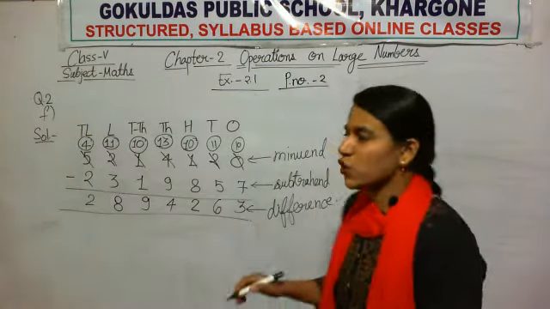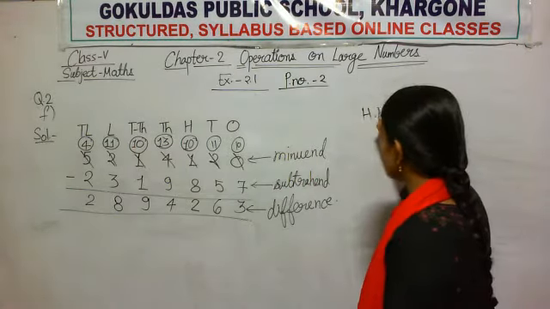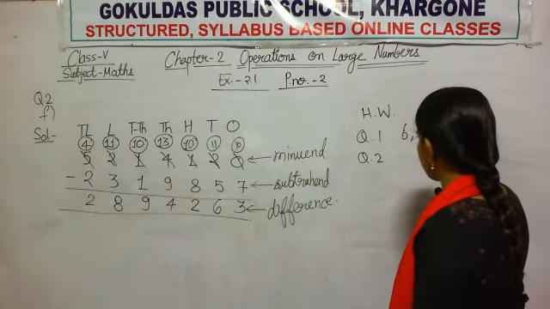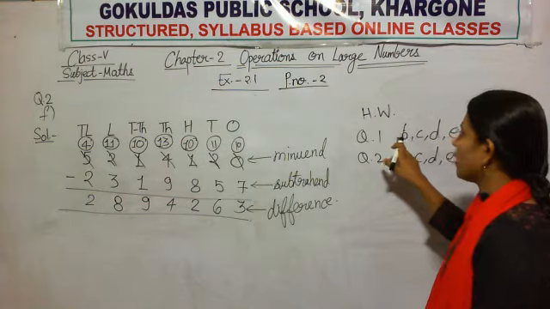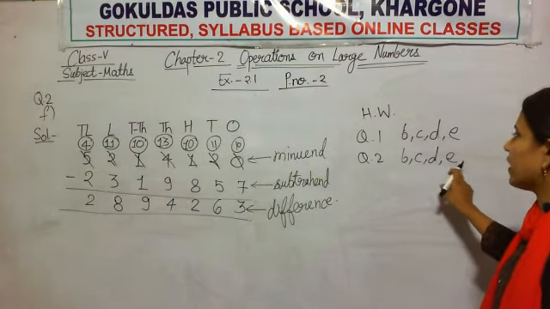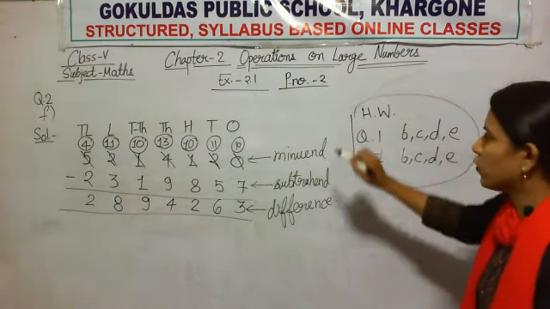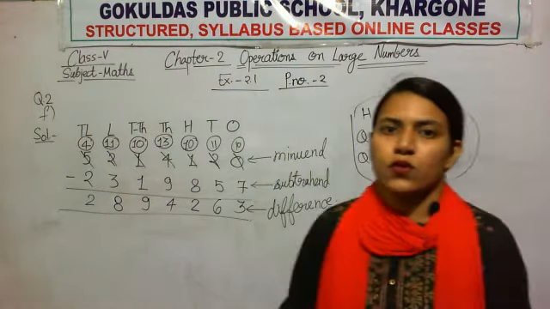Okay. So what is your homework? Question 1 and question 2. B, C, D, E. Here also B, C, D, E. So in total, 1, 2, 3, 4, 5, 6, 7, 8. 8 questions you have to do in your copy. Remember you have to write these terms also.